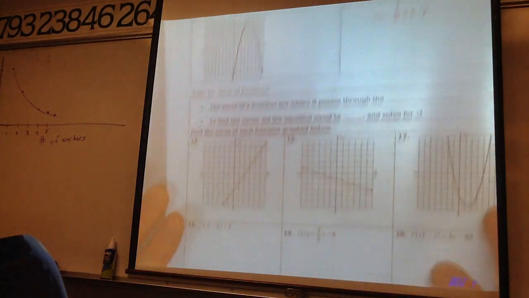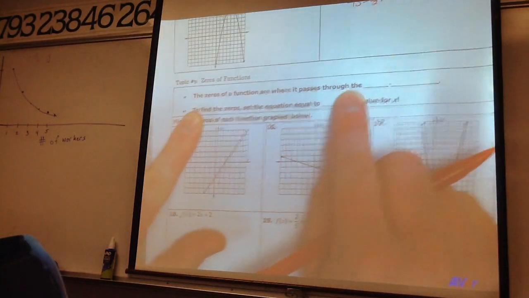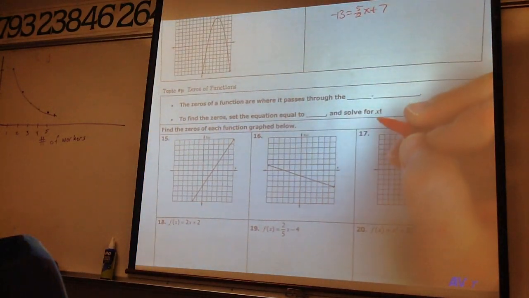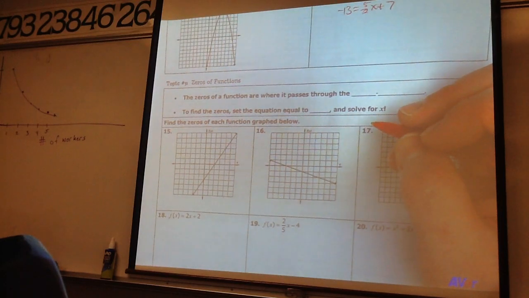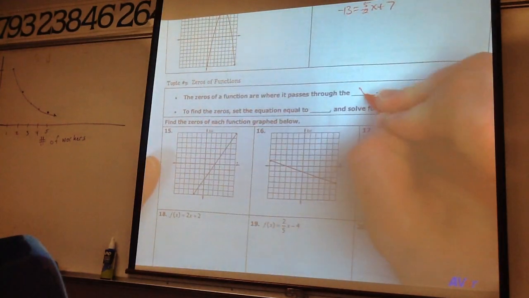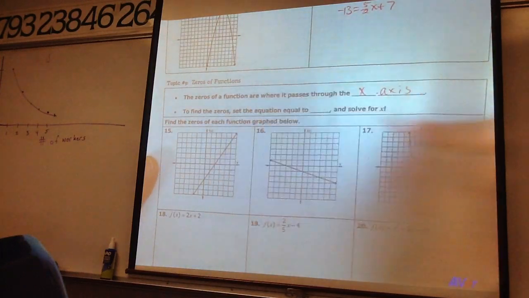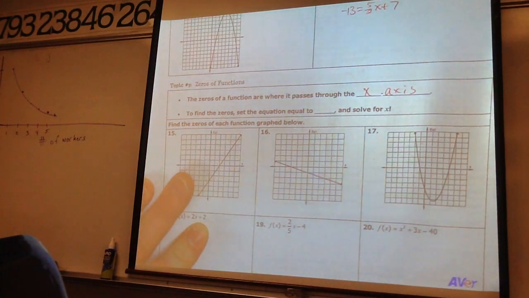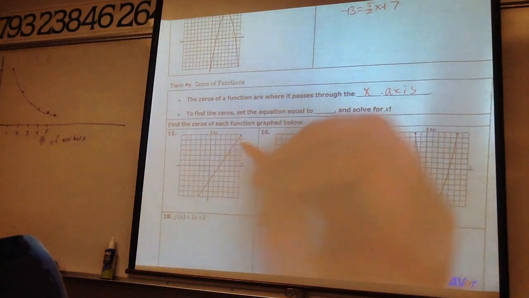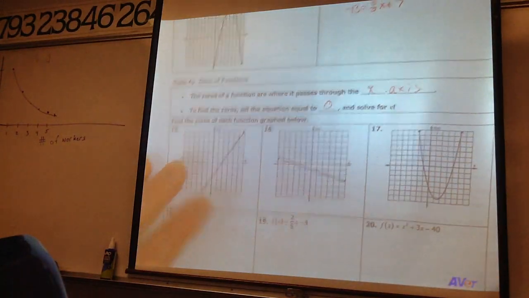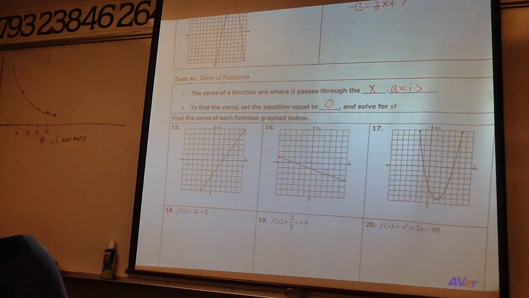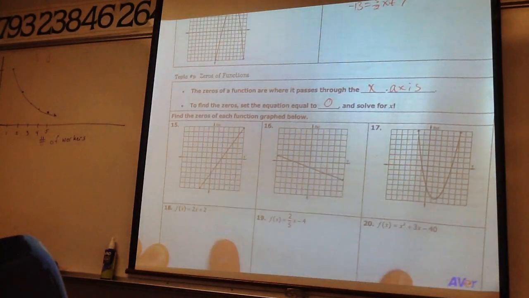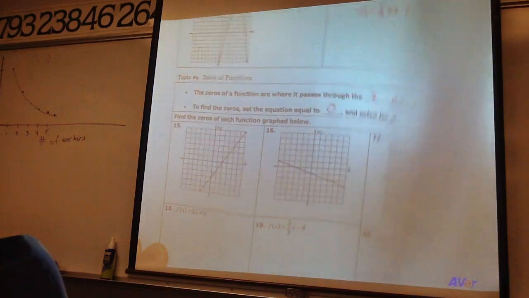The zeros of a function are where it passes through the x-axis. Zeros mean x-intercepts. If you've got the graph, just look at it and find the x-intercepts. If you don't have the graph and you have the equation, set the equation equal to 0 and solve for x. So you put 0 in for y. We've done that, where you put 0 for y to get the x-intercepts. So that's all you're going to do on these. Find all the x-intercepts. Put in 0 for y, solve for x.